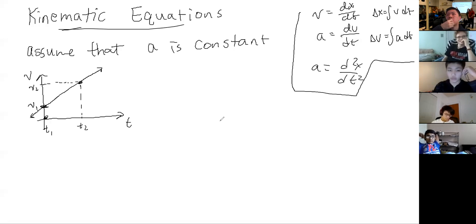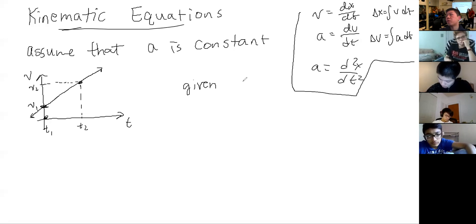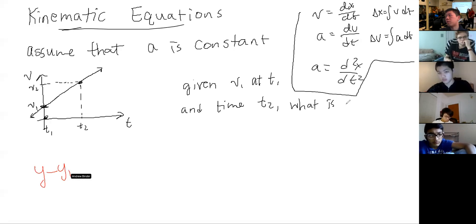Point slope form. Given a point and a slope, you should be able to determine the equation of the line, right? So here's the question. Given V1 at T1 and a time T2, what is V2 at T2?